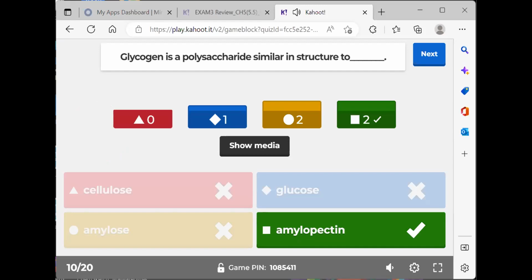Great. So when it comes to the polysaccharides, remember that glycogen is highly branched. So out of the two polysaccharides that exist in starch, it actually looks more closely like amylopectin, because amylopectin also has branches.